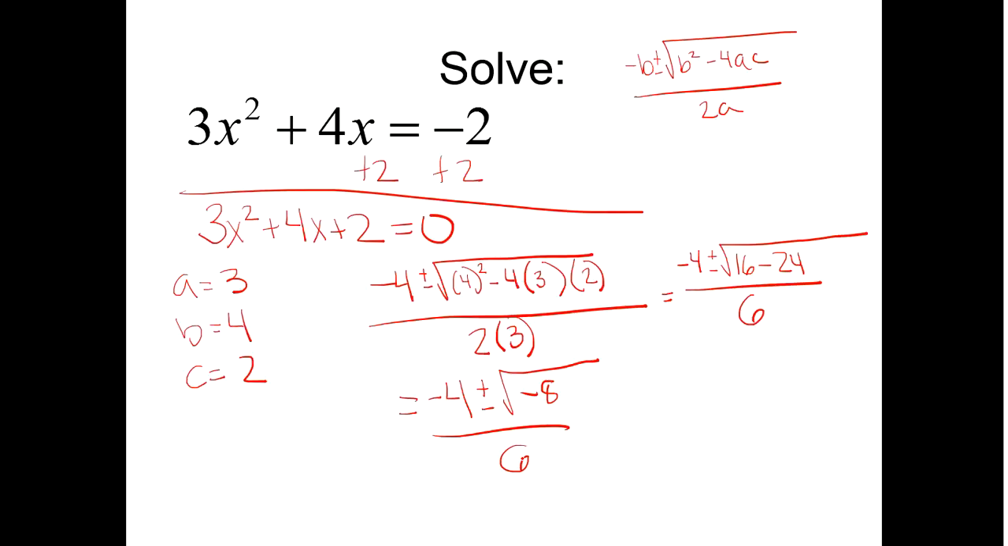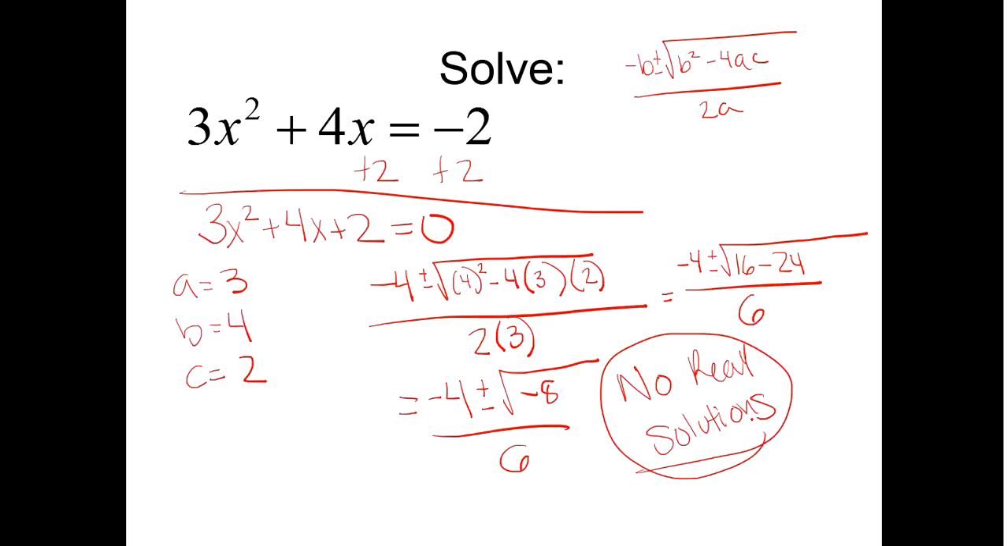Now, when we were solving with square roots, remember, you can't take the square root of a negative number. No answers, no real answers. So my actual answer would be no real solutions. Because I cannot find the answer since there is a negative under the radical.